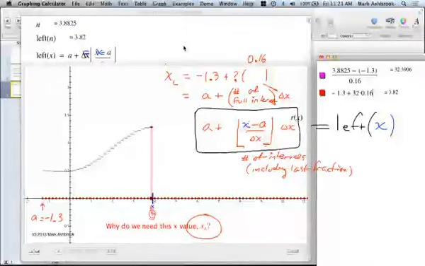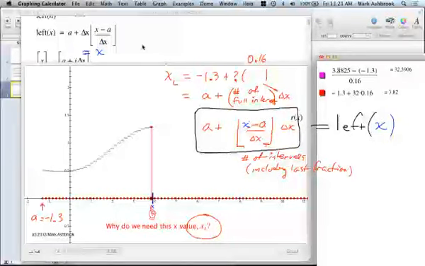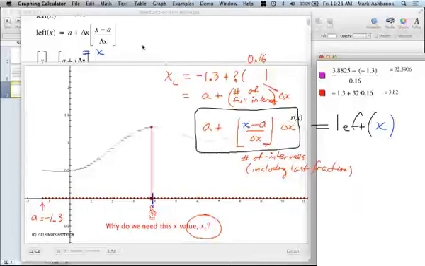Okay, so look at the first command line in my file that does this animation. It's the function. Because I'm building this animation, I'm using this function for all these visuals. There it is. left(x) is a plus delta x times floor of (x minus a) over delta x. In all the command lines that build up this animation, I use this left function over and over again to get the different elements that you're seeing.